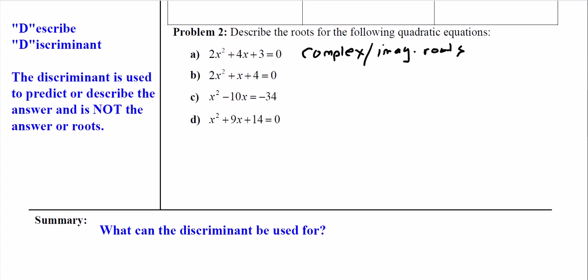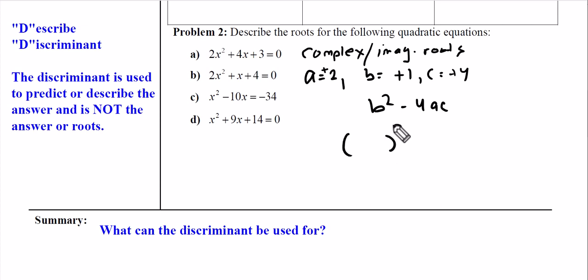Try out part B. It's the same process, right? For part B, A is 2, B is a positive 1, C is a positive 4. Remember, it's the numbers, not the letters. So don't do the discriminant and use X. Use the number in front, which is a 1, not a 0, a 1. So, set it up, right? B squared minus 4AC. Use the parentheses. Plug them in. Do order of operations.